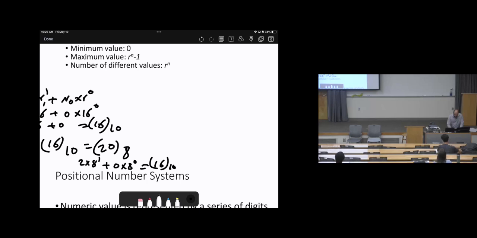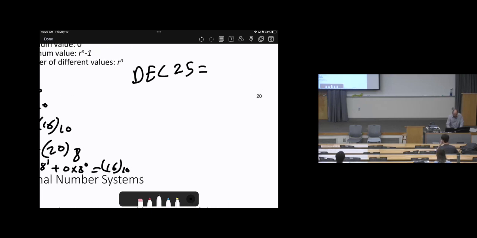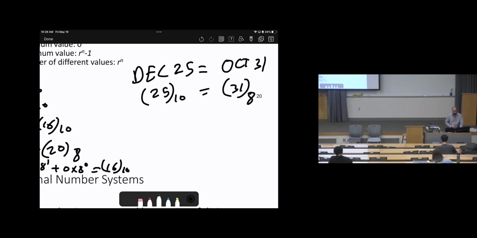Now, there is a joke that says December 25, Christmas, equals Halloween, October 31. Decimal 25 equals octal 31, which is a programmer joke. In other words, 25 decimal equals 31 octal. Can you prove this?